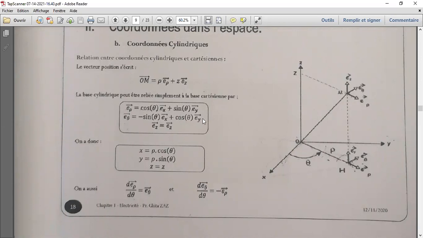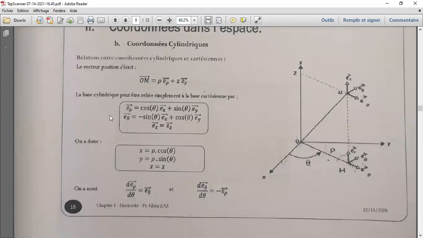So you don't need to panic or take a lot of time when they ask what is e theta, in relationship of cylindrical coordinates and Cartesian coordinates. You just have to know how to differentiate it.